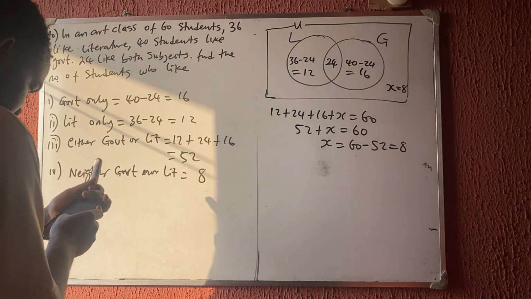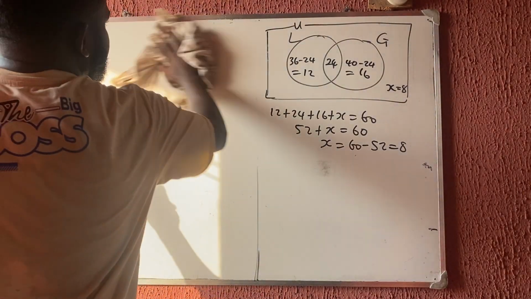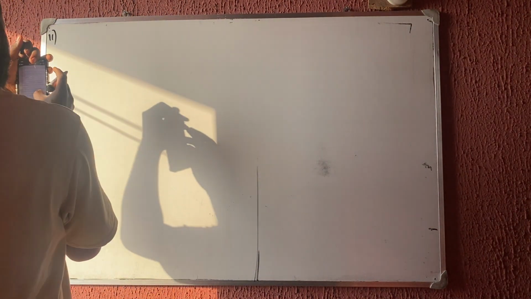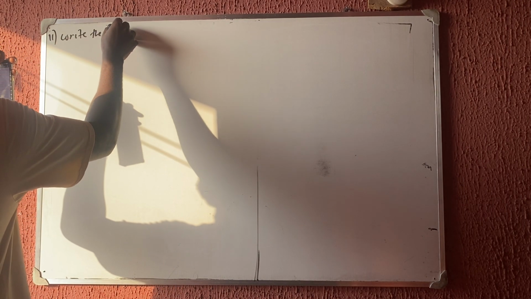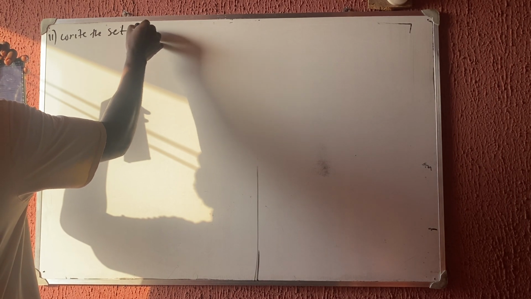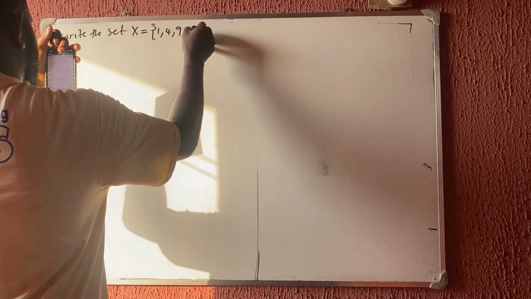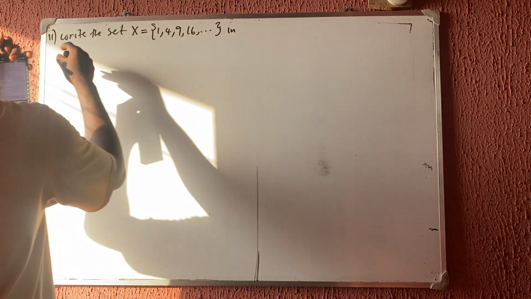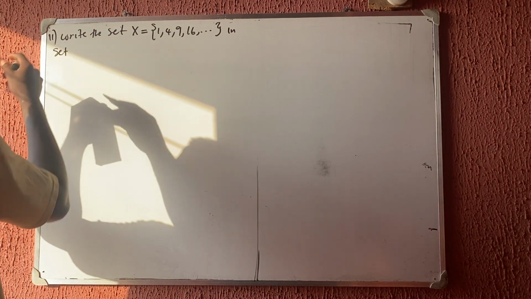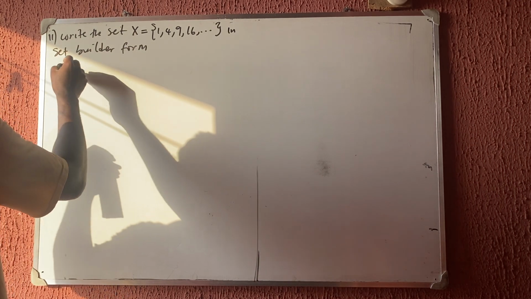Okay. So question number 11. We are moving to the permanent side. We're almost done. We have just 15 questions. Question number 11 said write the set X, which is equal to 1, 4, 9, 16 ... in set builder form.